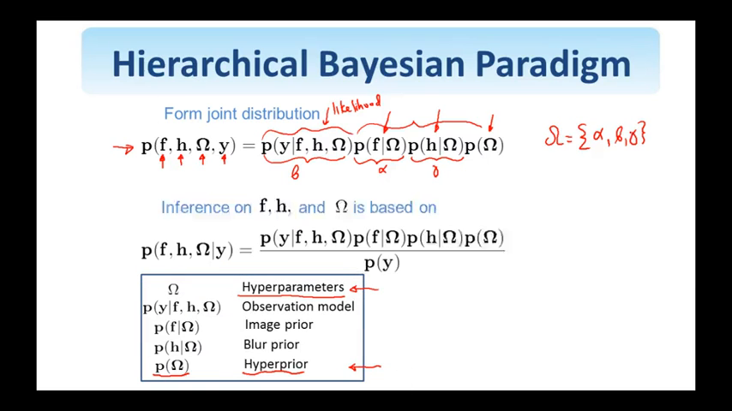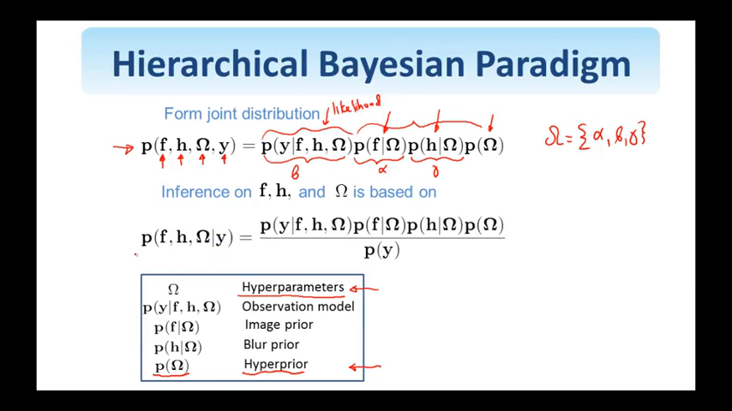So we try to draw inference again based on the posterior. The probability of the unknown parameters, again, the original image, the impulse response of the degradation system, and the hyperparameters, given the observed image, according to Bayes' rule, is equal to this fraction. Depending on the approach we follow, we can draw inference again from this posterior function.